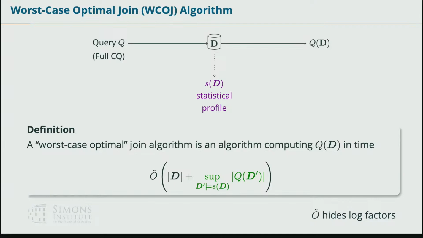And in database literature, we typically hide some polylog factors and also some factors that depend on the size of the query, because the query is considered to be a lot smaller than the database. But this factor could be humongous in practice, and we really have to care about them. But for the purposes of this talk, I will ignore factors that depend on the query size for now.